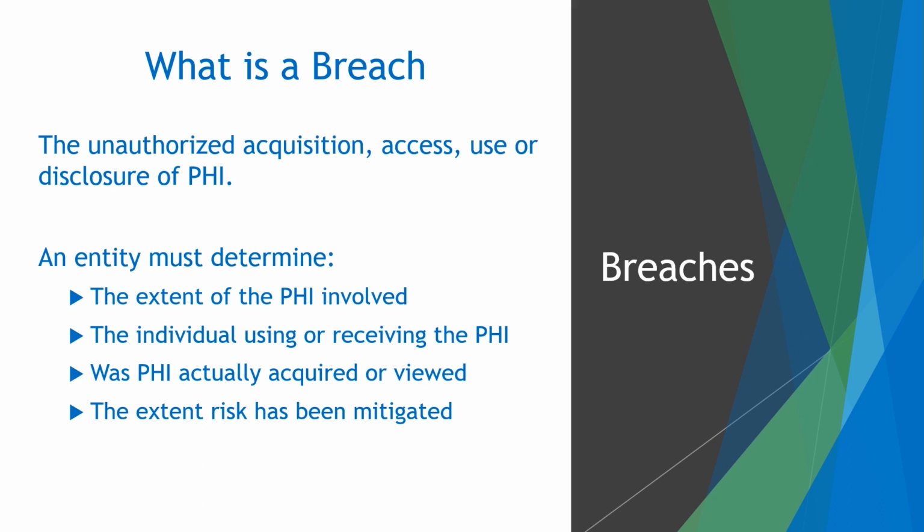demonstrates that there is a low probability that the PHI has been compromised based on a risk assessment of at least the following factors: the nature and extent of the PHI involved, including the types of identifiers and the likelihood of re-identification, the authorized person who used the PHI or to whom the disclosure was made, whether the PHI was actually acquired or viewed, and the extent to which the risk to the PHI has been mitigated.